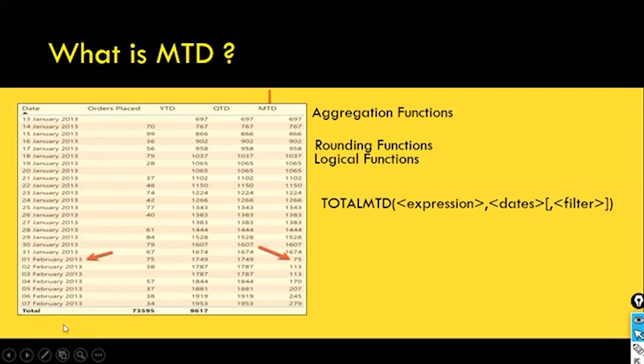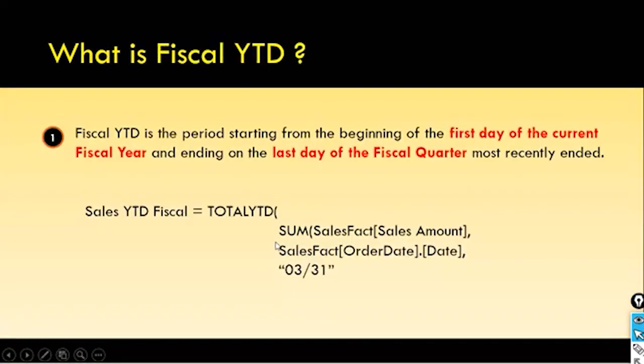For example, for 2014 January, if you have the data here, and the year to date for 2009 is 617, for 1st January 2014, it starts with that month's value only. Okay, that is month to date, year to date, quarter to date. Hope you are able to understand.